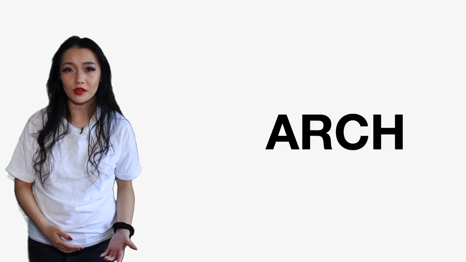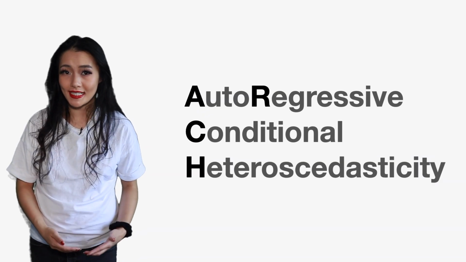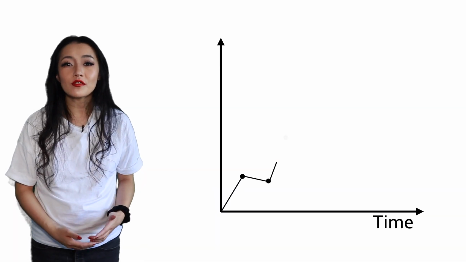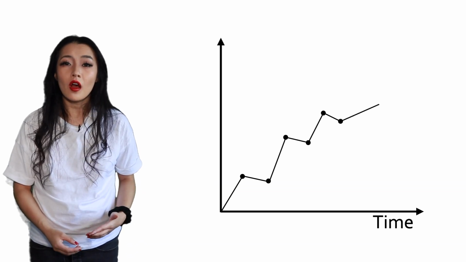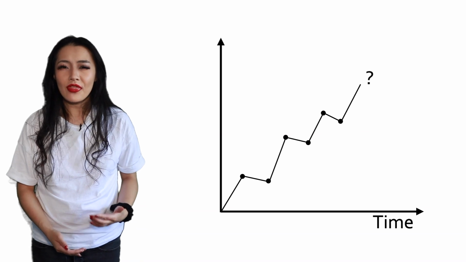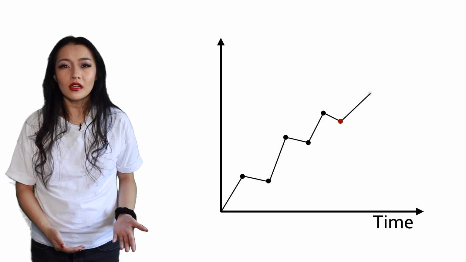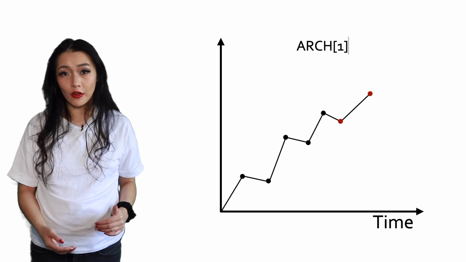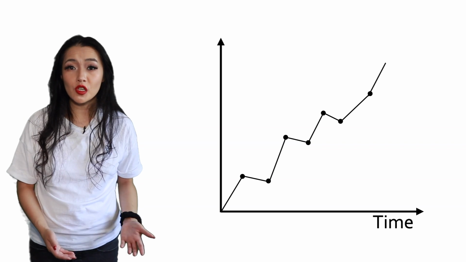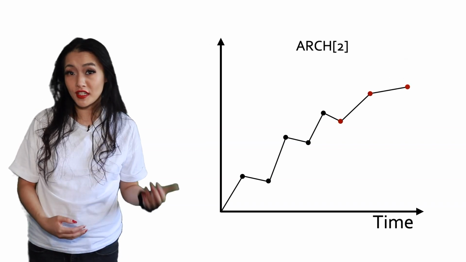A common way to model this is called an ARCH model, which stands for autoregressive conditional heteroscedasticity. Autoregressive models are those where the predictions are dependent on the previous states, and therefore, in the most simple variation, the ARCH1 model, the heteroscedasticity is conditional on the previous value. Similarly, ARCH2 models are dependent on the previous two values, and so on and so on.